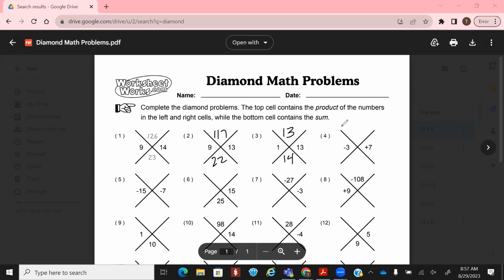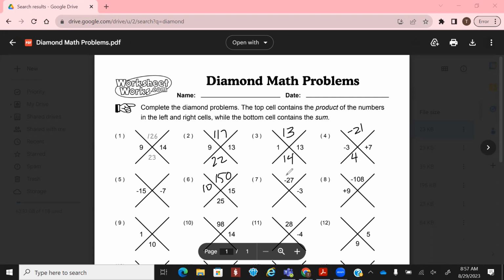What's negative 3 times 7? Negative 21. Negative 3 plus 7. Positive 4. Okay. Now, on the next one, we don't have one of the sides. So since we have this bottom piece, we can do 25 minus 15. What is that going to give me? And then 10 times 15.